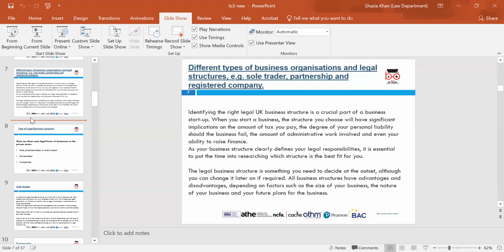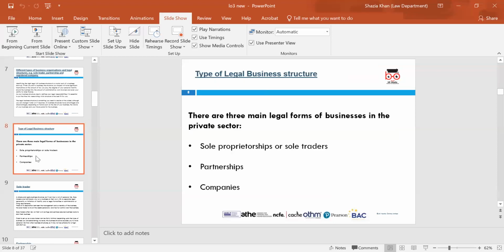So why do you think it's so important when we look at the three main legal forms of businesses in the private sector: sole trader, partnership, or company? Why do you think it's so important to identify which business you want to go into, whether you want to be a sole trader, partnership, or company? Why do you think all of them have implications? Yeah, different laws apply to different structures, and they operate differently as well.